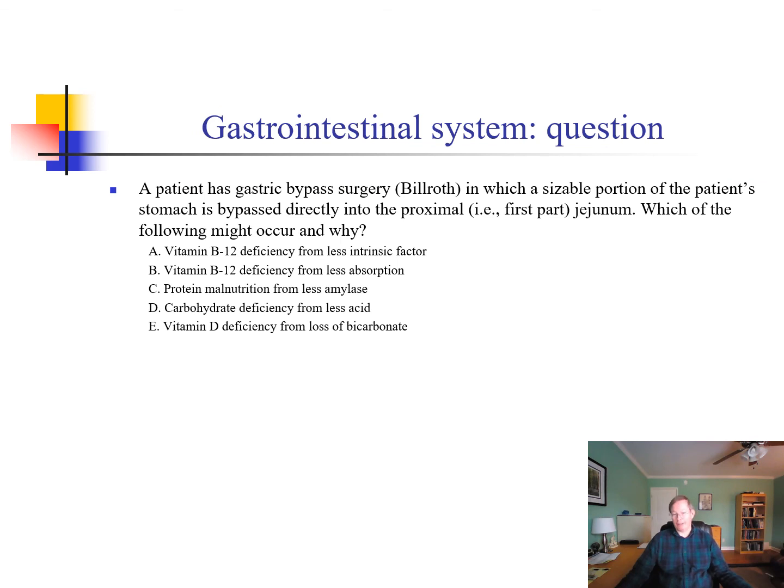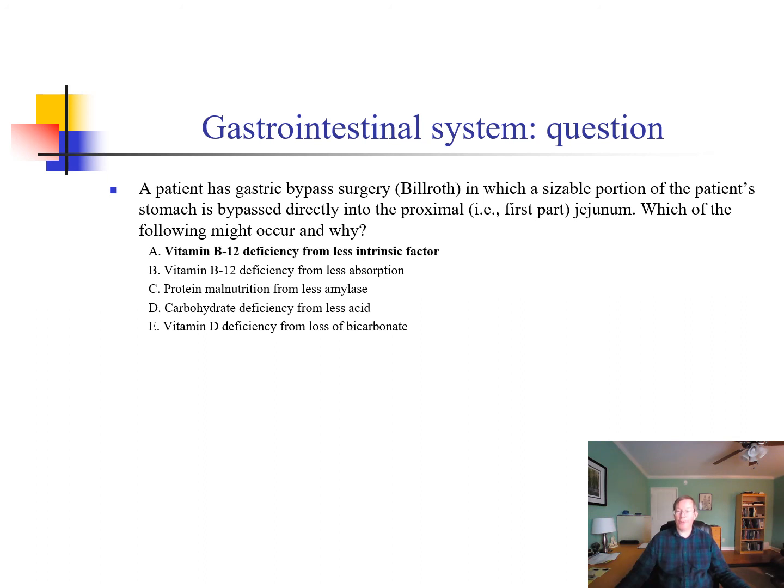So let's talk about some questions. So let's say a patient has a Billroth gastric bypass surgery. And in this process, you remove a sizable portion of the patient's stomach, and it's directly connected with the first part of the jejunum. Which of the following might occur and why? So I'll have you look at these, think about them for a moment. You need to pause the video to think about them.